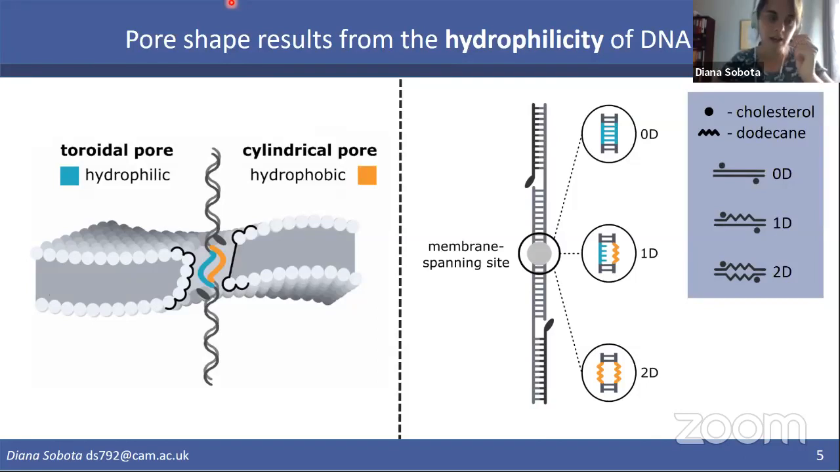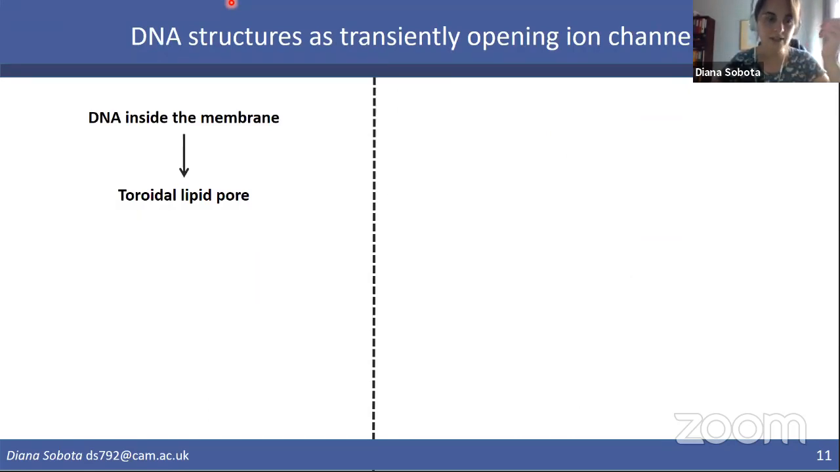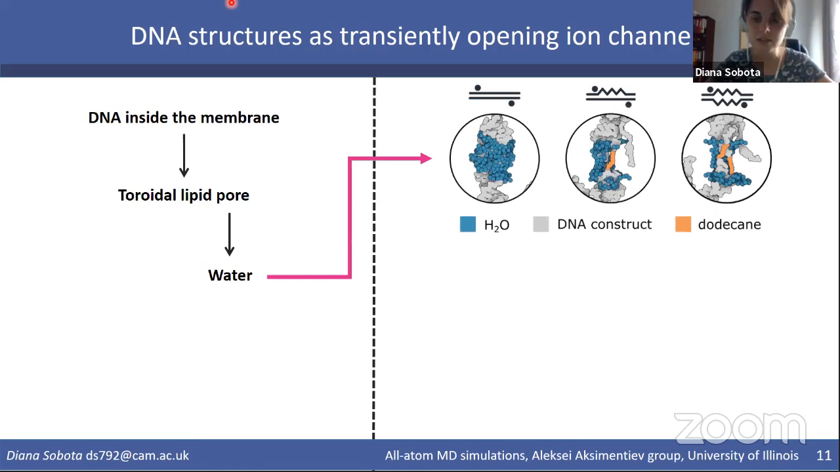So for some time during the insertion, DNA will be in the membrane. And if DNA is inside the membrane, there will be a toroidal pore formed, even just for a brief moment. If we have a toroidal pore, so hydrophilic surfaces together, we have a hydrophilic environment in the pore. So we have water. So together, again, with Aleksei Aksimentiev from Illinois, we looked at it with all-atom MD simulations.